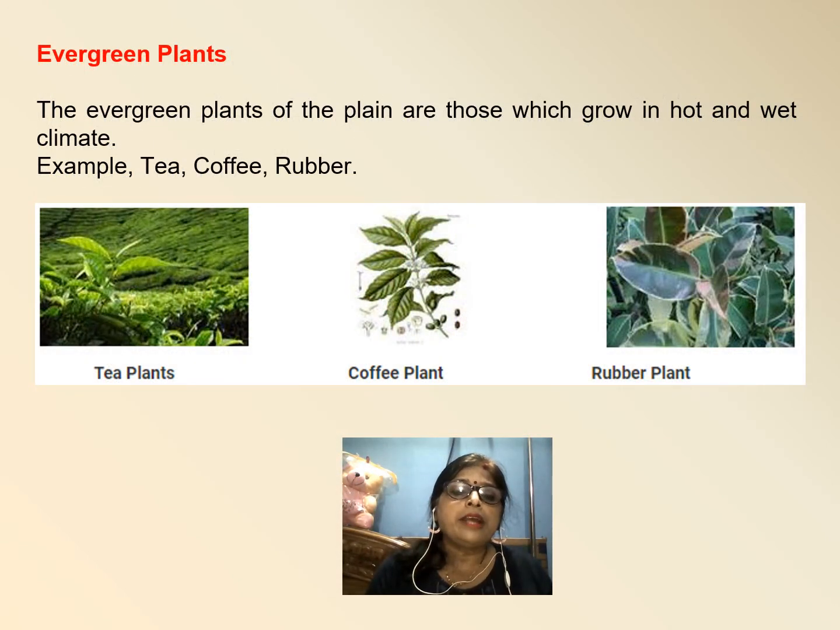Third one is evergreen plants. Evergreen plants are those plants which do not shed their leaves in any season, and they grow in hot and wet climate. Where the climate is hot and warm and the area is wet, there they are found. Examples are tea, coffee, rubber.